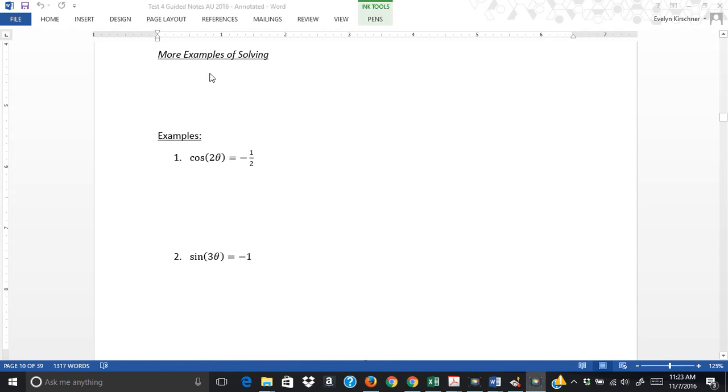So sometimes when we solve an equation, we don't have a simple equation like cosine theta equals some number. Now I might have cosine of 4 times theta equals a value, or cosine of theta over 2 equals some value. So I have to solve it in the same way, but I have to go a little bit further. So let's look at this example.